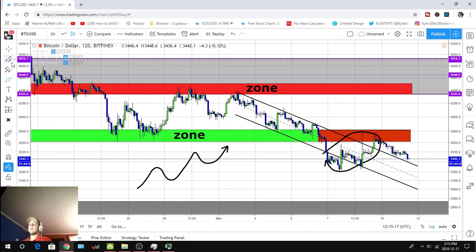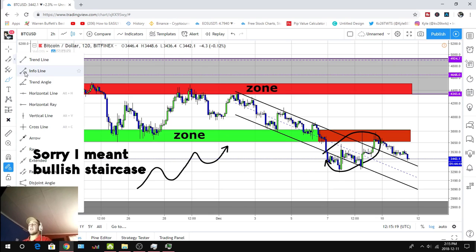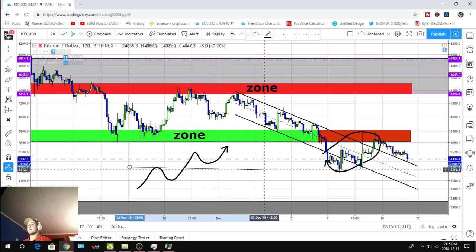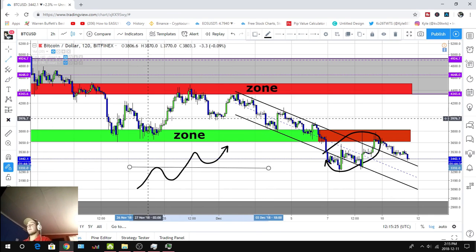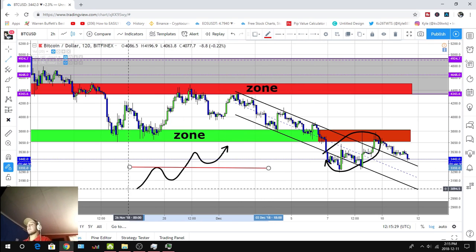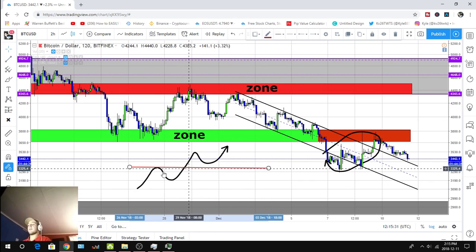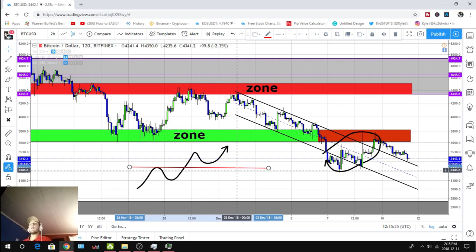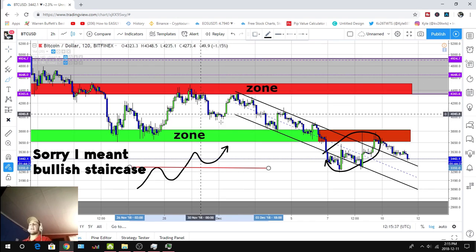Then we know, okay, fine, we're in a bearish staircase, correct? Once Bitcoin breaks that specific level, let me make it bigger, make it red, that's now acting as support, correct? Now once Bitcoin makes lower lows and breaks that area, we're not in the bearish trend anymore. And that's what just happened.